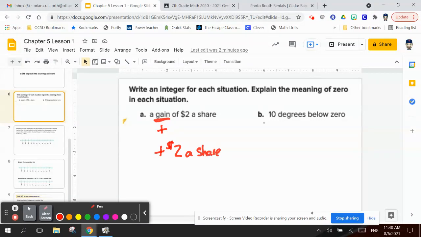Whereas when I look at letter B, 10 degrees below 0, I know that below tells me it's a negative number because it's less than 0. So it's a negative 10 degrees.